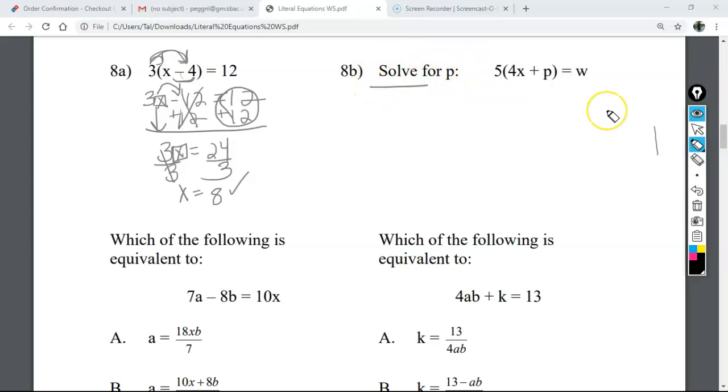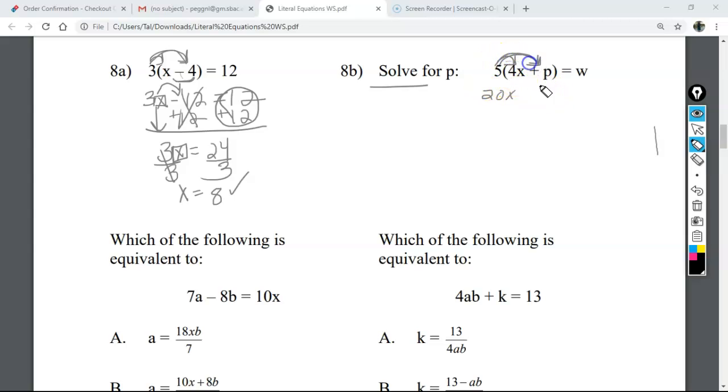How does that look when we are doing a literal equation? So we have 3 variables here, an x, a p, and a w. So I have 5 times 4x and 5 times positive p. So 5 times 4x is 20x because 5 times 4 is 20, and x comes along for the ride. We can keep those together because using multiply and divide, you can combine terms that have an x with a term that does not have an x, like a constant. You just cannot do that when it's add or subtract.